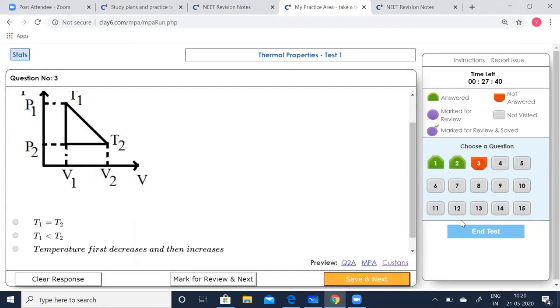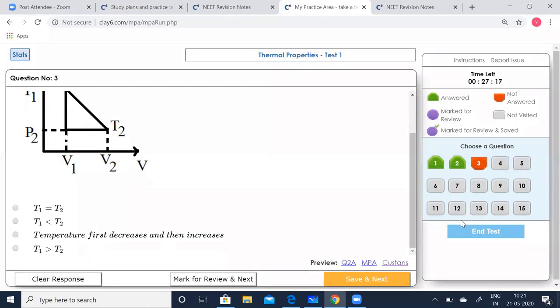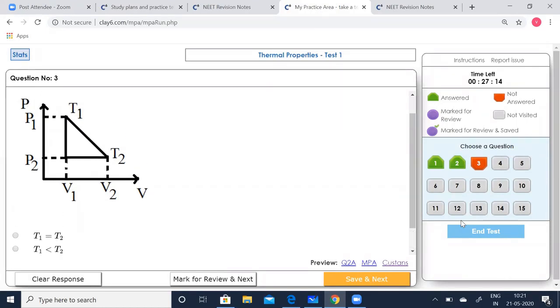Again, a graphical question. Here you can see that at this point we have P1, T1, V1, and the second point is going to be P2, V2, and P2. All right. So you can see that the temperature first increases, so that's why there is a sharp rise. At constant volume, you can see the pressure is increasing.